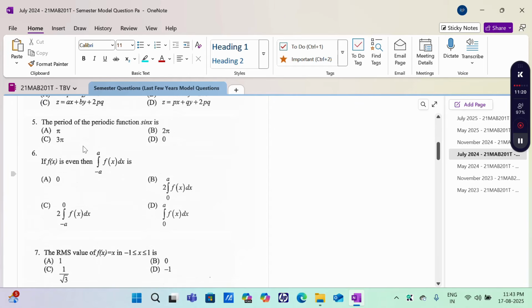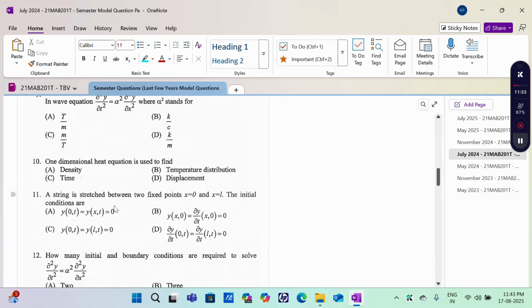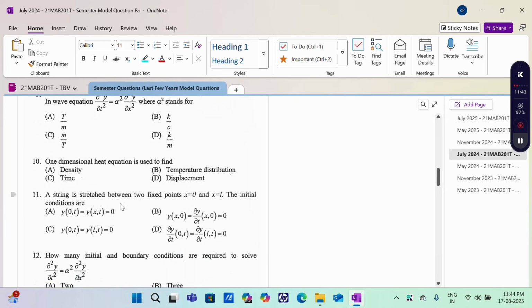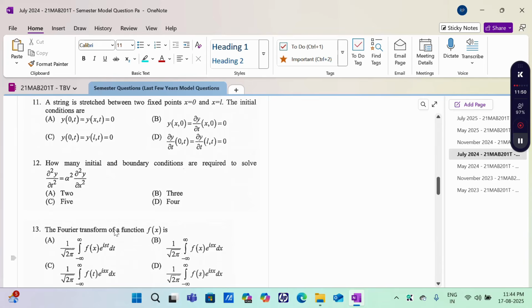And the fifth question, find the periodic function period and even function to calculate, then root mean square, and then half range cosine series. So these four questions are Unit 2, Fourier series. Then the 9th to 12th questions, application of partial differential equations. So a wave equation is given to find the parameter values, and a one dimensional heat equation related problem, and then string, it's nothing but the one dimensional wave equation, and the initial boundary conditions to calculate.